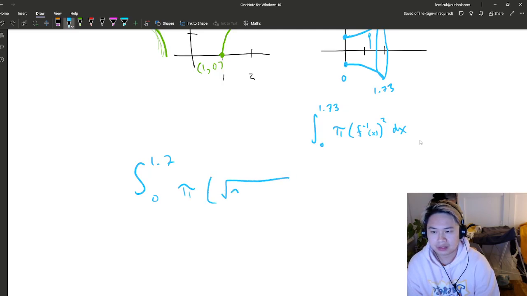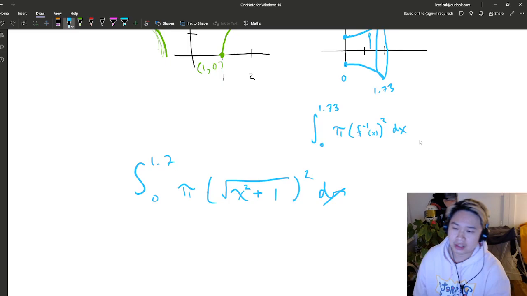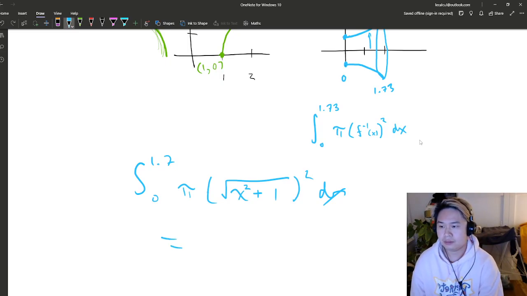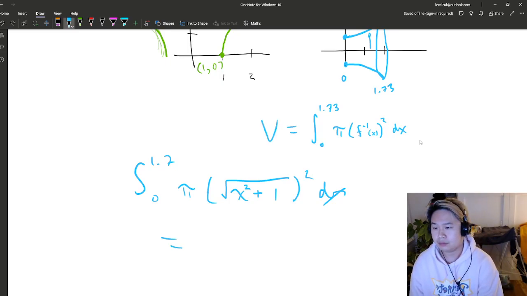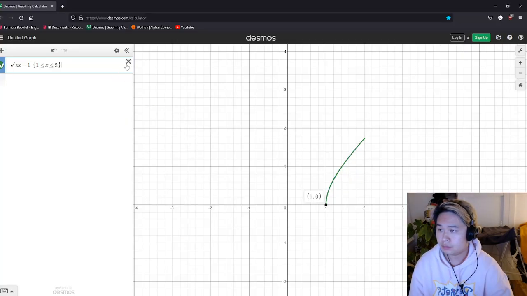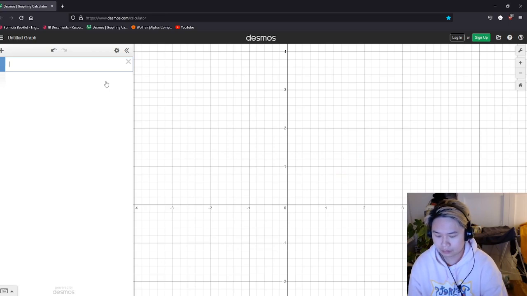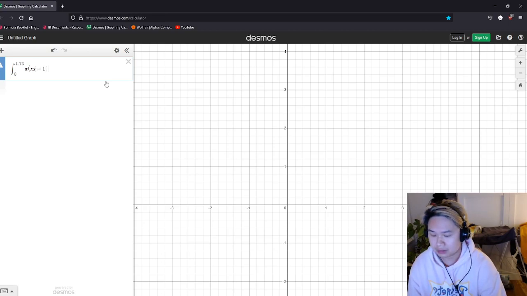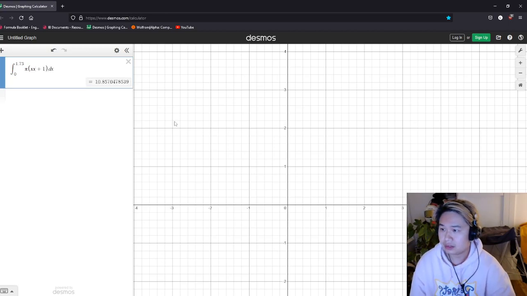Oh, nice. We're going to square root as well. Not that it even matters, because you're just going to GDC this thing. So integral from 0 to 1.73 of pi, and then I think it's just x squared plus 1 dx. So 10.9.